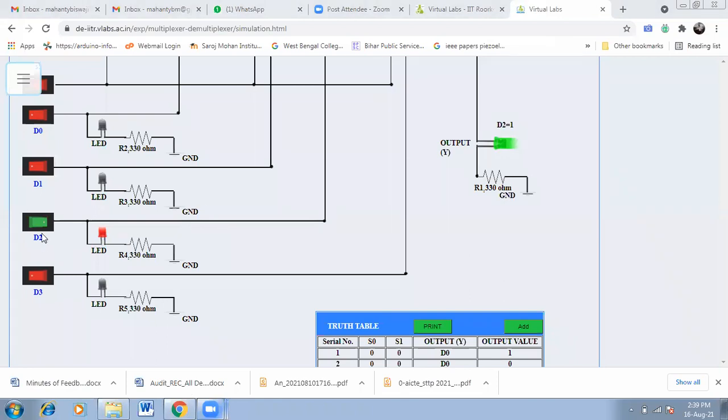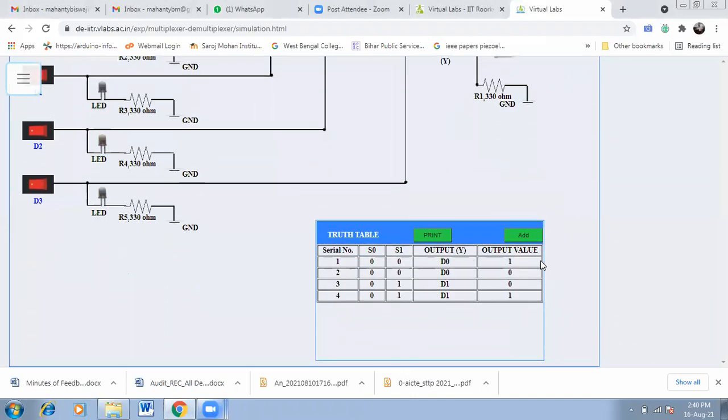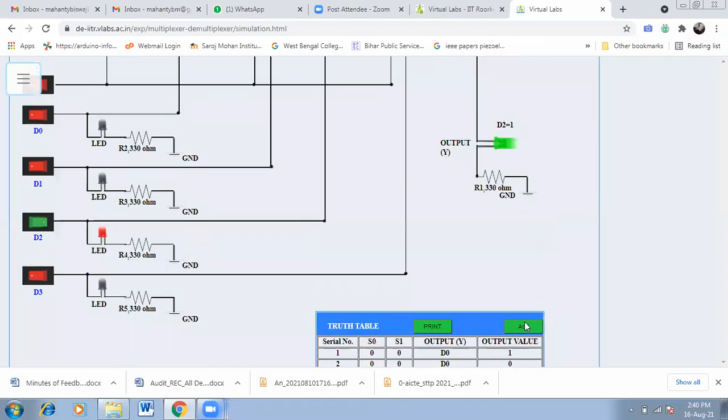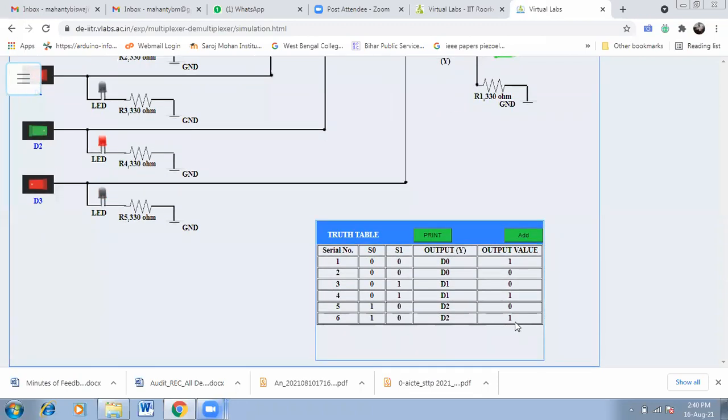See the computer screen. If it is 0, so D2 is 0. If D2 is high, output is high. So first we'll take D2 as 0. So add this one. So D2 is 0. Now make D2 high. So see this, D2 is equal to 1. Now you can add it. So the output is high.